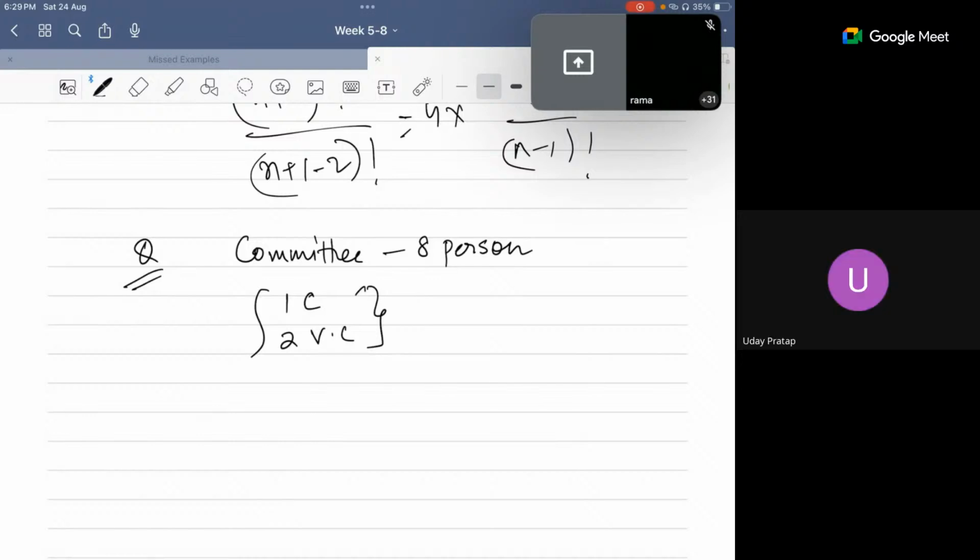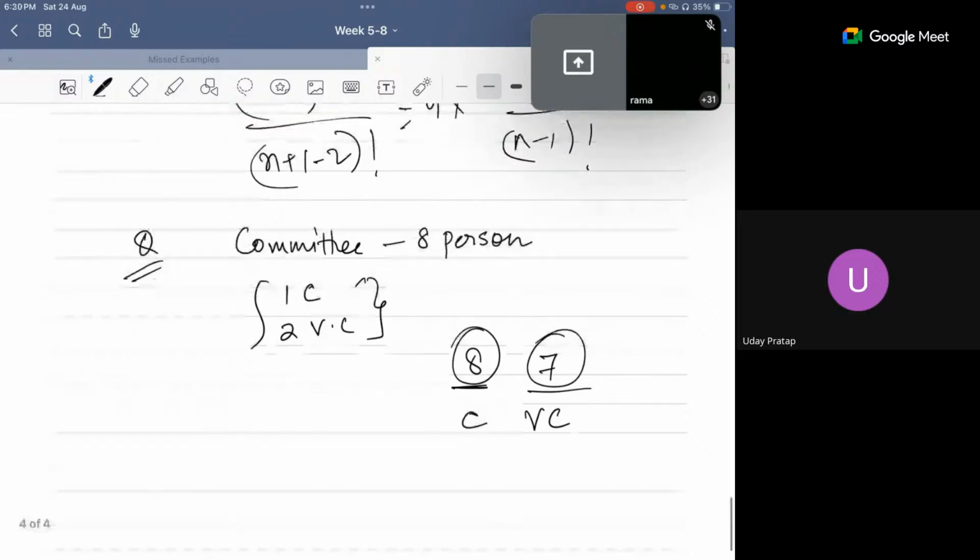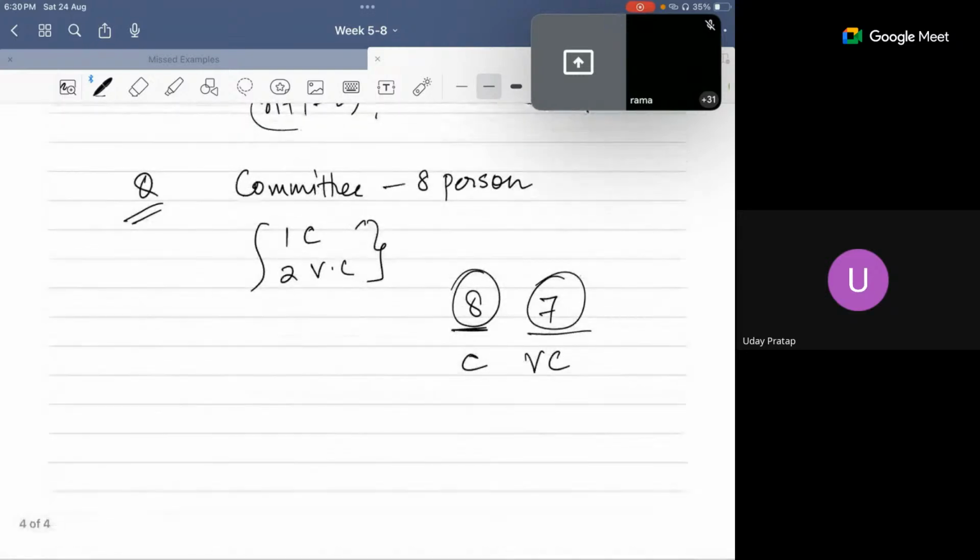8 multiplied by 7. Yeah, that is simple, right? For the chairman post, this is for chairman post, and this is for vice chairman. So all the 8 persons are there for the chairman, and if somebody has occupied the chairman post, then you are left with 7, right? So this is pretty simple. 8 into 7 ways.